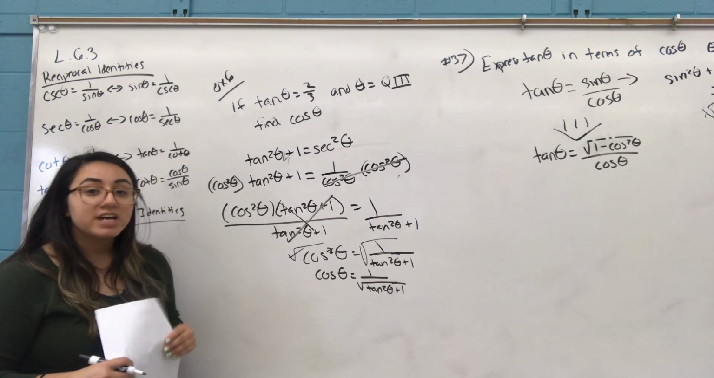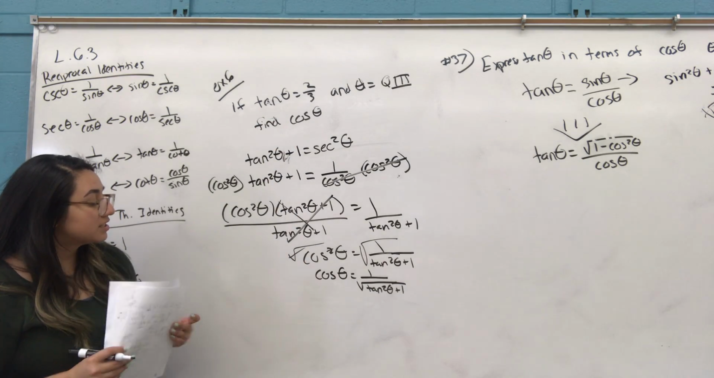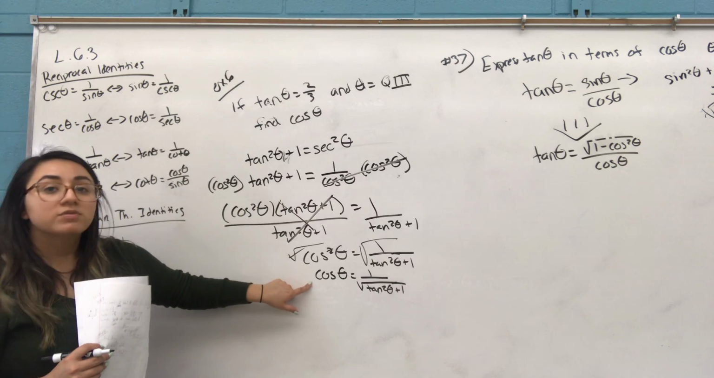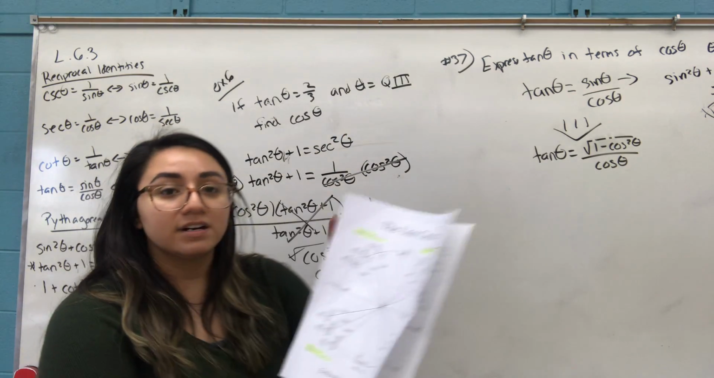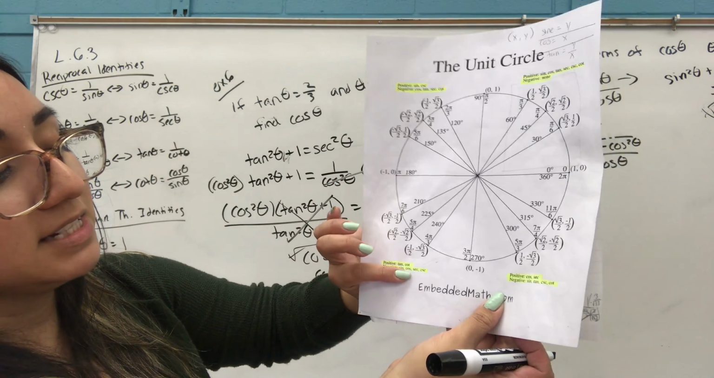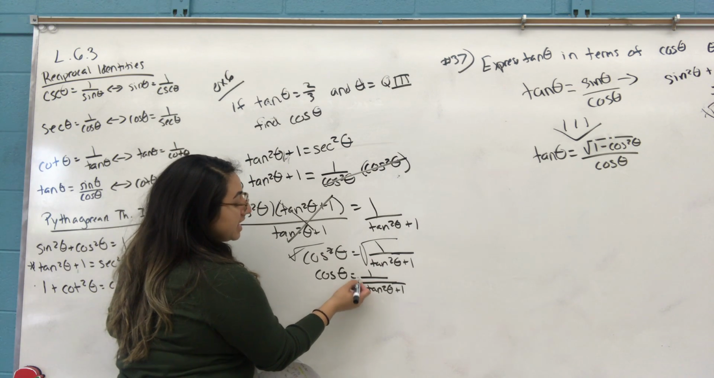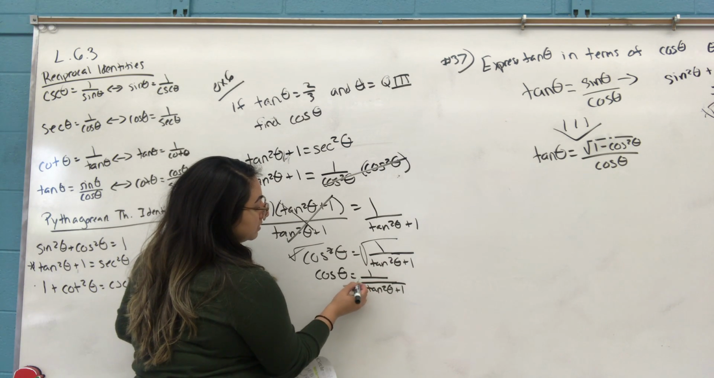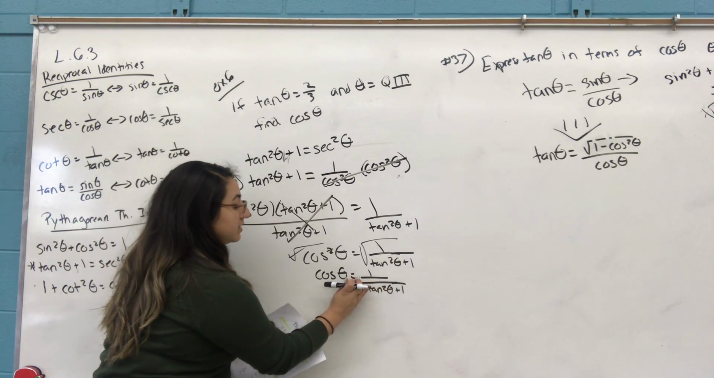But now one more thing to check is to look at the quadrant. According to this, the cosine is to be in the third quadrant. If you look over here, in the third quadrant, negative is sine, cosine, secant, and cosecant. So cosine is considered negative. So I can set this whole thing equal to negative, or just in the bottom, doesn't matter. Either way, it's still negative.